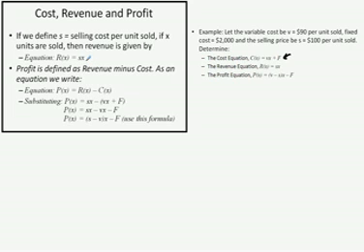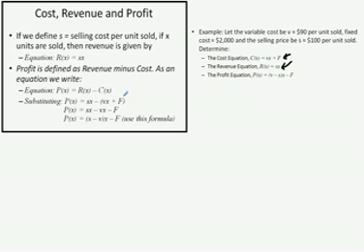So for our revenue, if S is the selling cost per unit sold, the number of dollars per unit sold, and X is the number of units sold, then we just simply take the selling cost per unit sold times the number of units sold. R of X equals S times X.